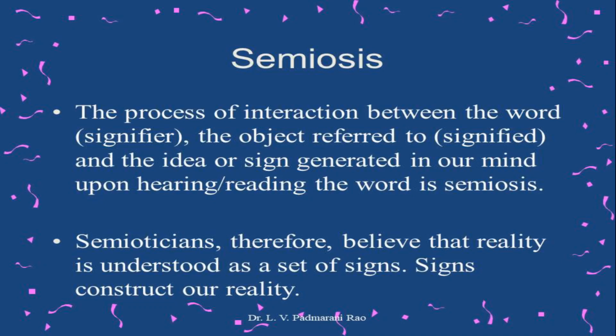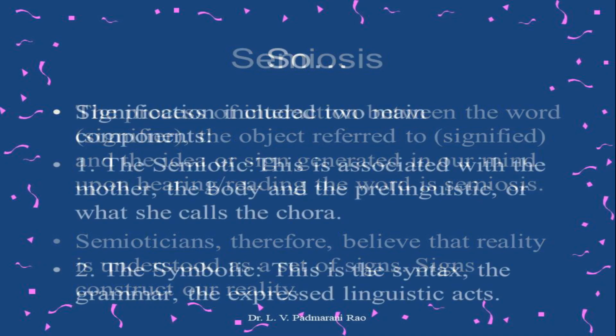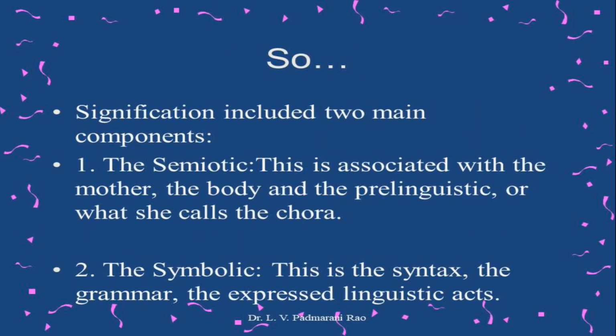Julia Kristeva, the post-structuralist psychoanalyst, in her early works on the poetic language argued that the entrance of the subject into language was motivated by pleasure, which is very interesting. Yes or no? And so, signification includes two main components. One is called the semiotic, the other is called the symbolic. The semiotic is associated with the mother, the body and the pre-linguistic, or what she calls chora. That is what Julia Kristeva calls chora.